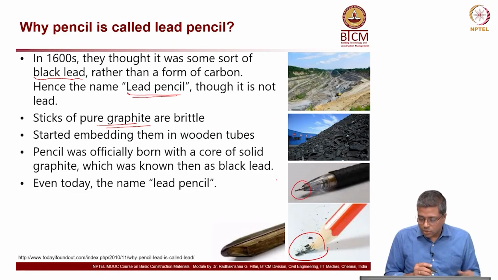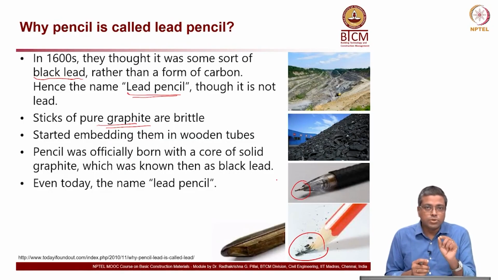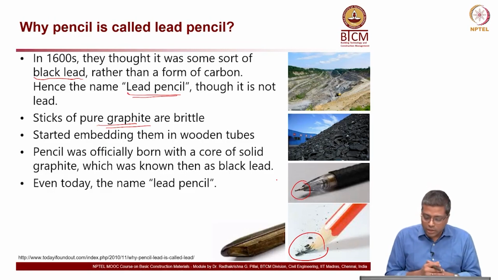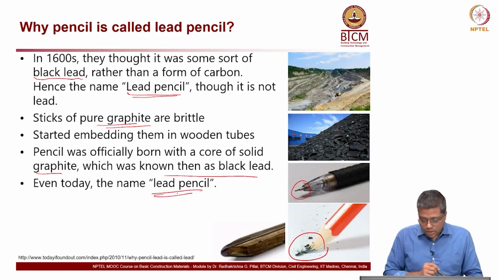And then here you have another example of a modern type of pencil, where you have a steel or a metallic tube and a very thin stick is kept. And it is very important to have that tube all the way to the tip, so that you do not really break it. So, the lateral force coming onto that is very less. Now, this was officially the core of solid graphite, which was known then as black lead. Even today people call it lead pencil.